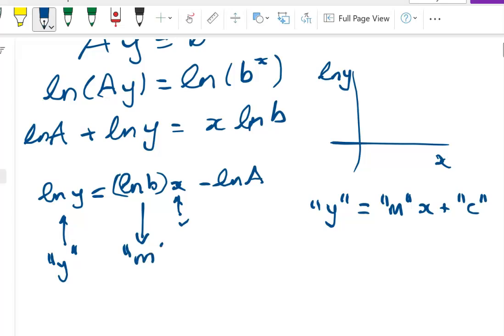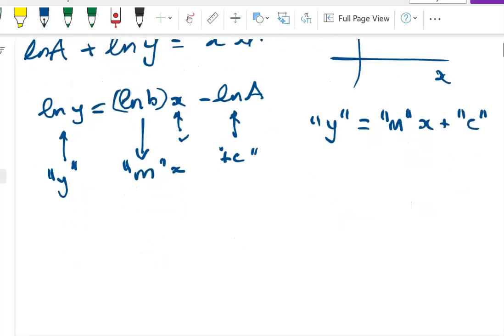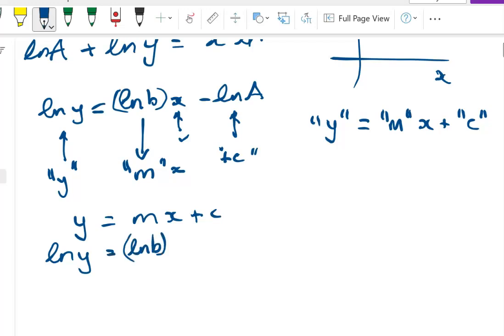This is going to be the gradient. And this is going to be the plus c. So instead of y equals mx plus c, we've got the log of y is equal to the log of b times x minus the natural log of a. Now, what that means is that for finding the values of a and b, we can use that relationship.